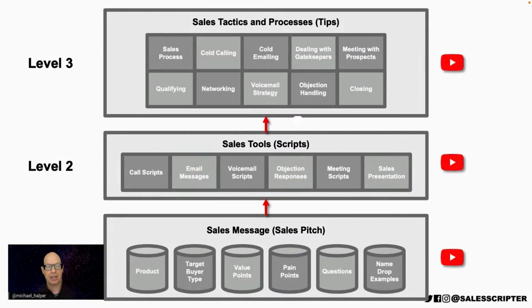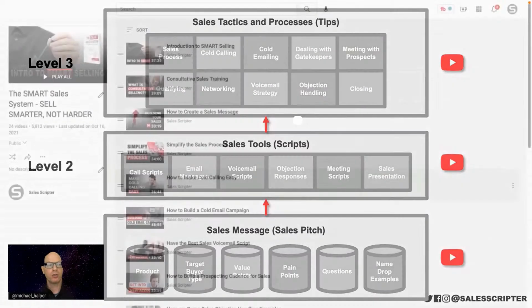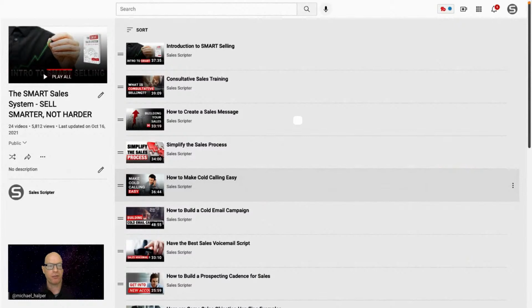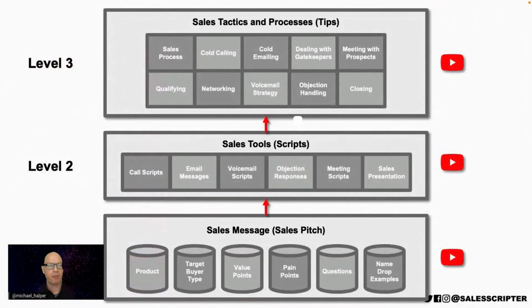All of this you can access. If you like the SMART sales system and you want more, the great news is you can implement and adopt the SMART sales system for free because it's all on YouTube. You can get access to all of this information by going to the playlist, the SMART Sales System, Sell Smarter, Not Harder. There's a video for every module and step of the SMART sales system.